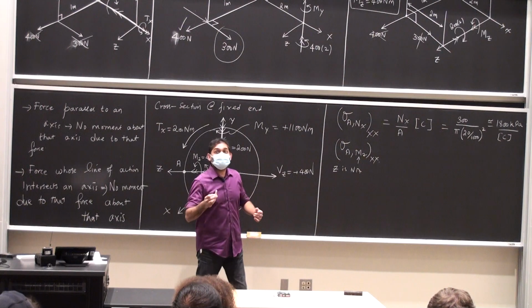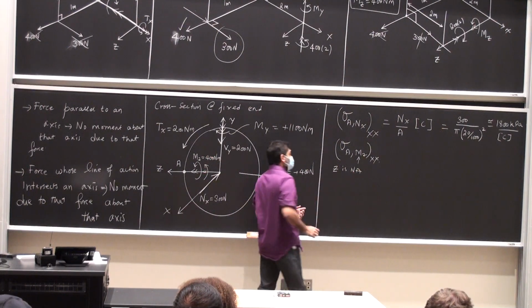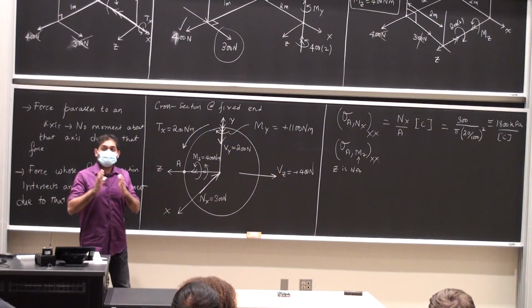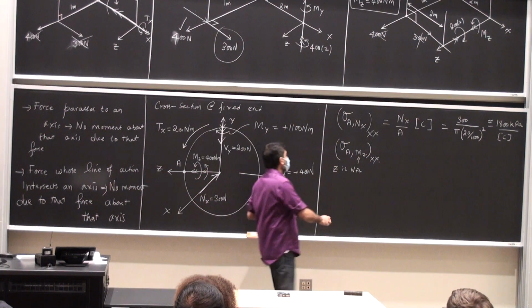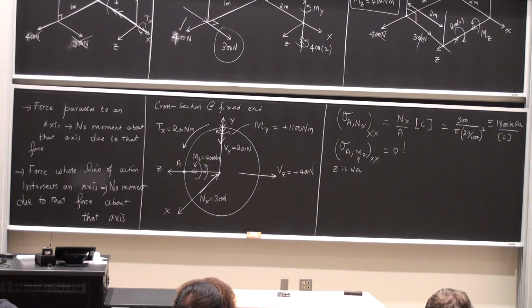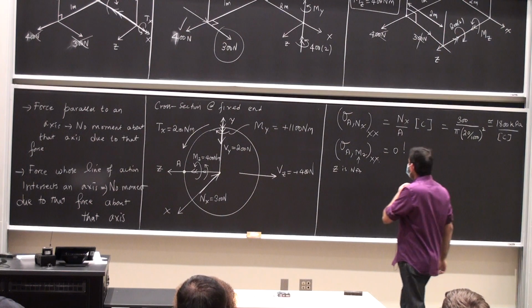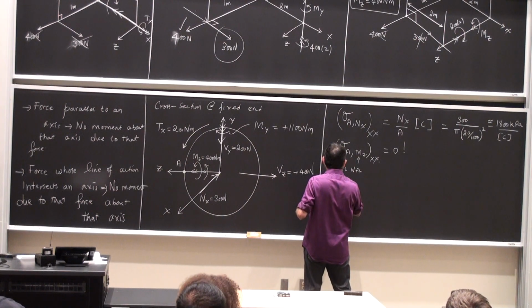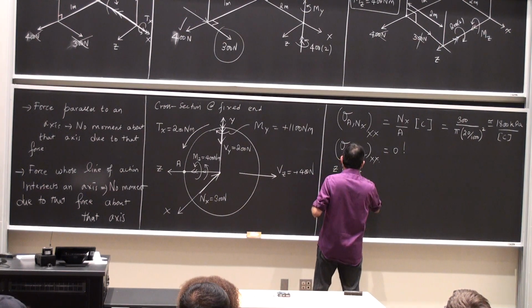If I have a point on a neutral axis for a bending moment, the bending stress at that particular point is 0. I look at the bending stress, or the normal stress, at the point A due to the bending moment My. So sigma A due to My.